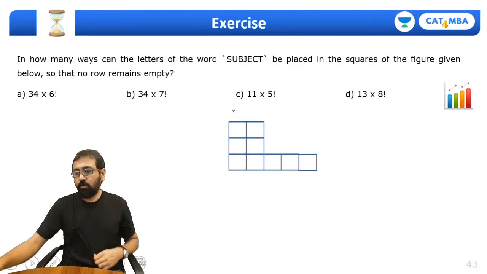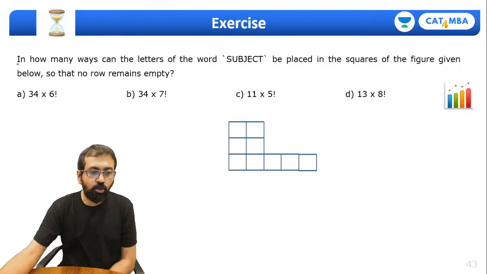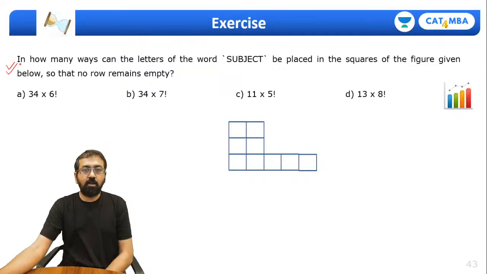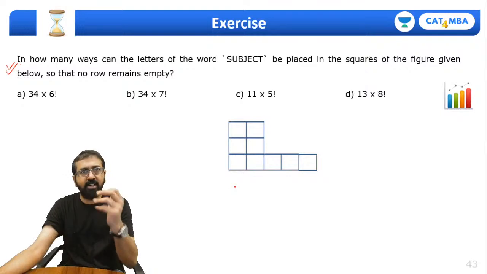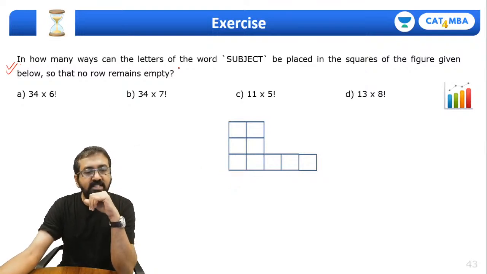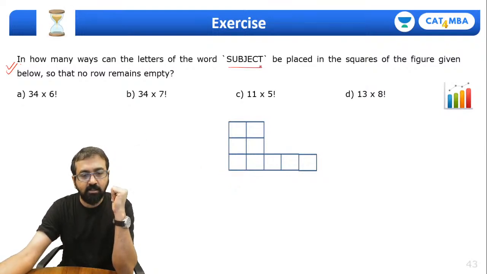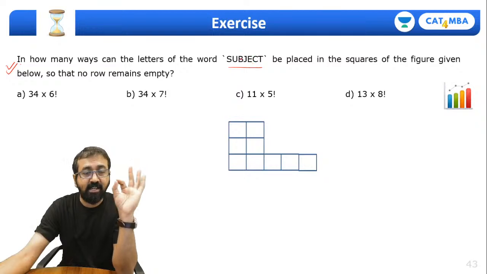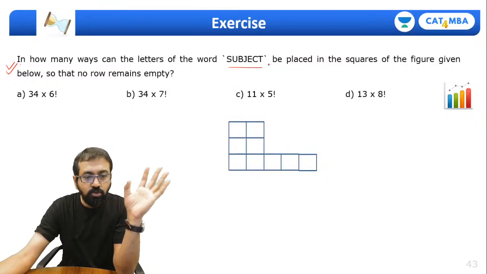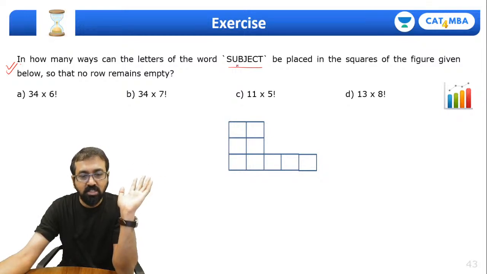Fine guys, so now try for this one. This is also a good question. A similar question has been asked in CAT, XAT, IFT and all. Of course, I have just modified it a bit. In how many ways can the letters of the word SUBJECT be placed in the squares of the given figure so that no row remains empty? Now, please understand, letters of the word SUBJECT, meaning you can't use any letter other than these. You just need to use these letters.